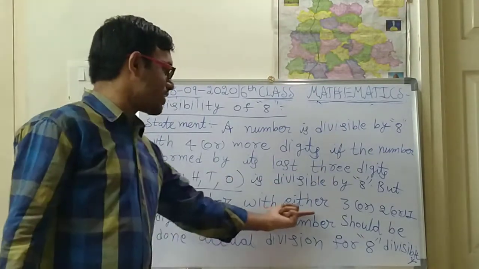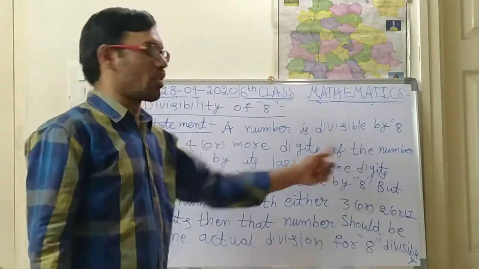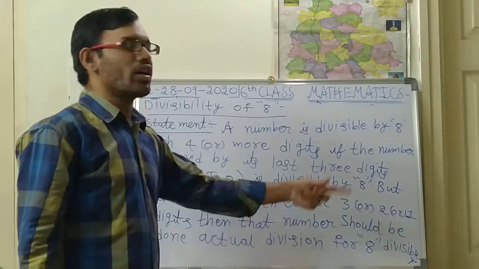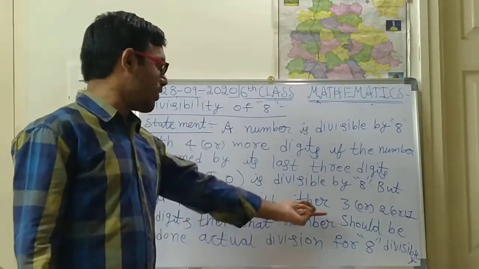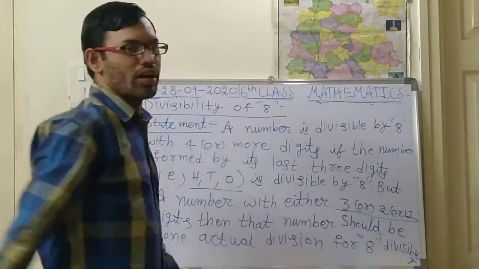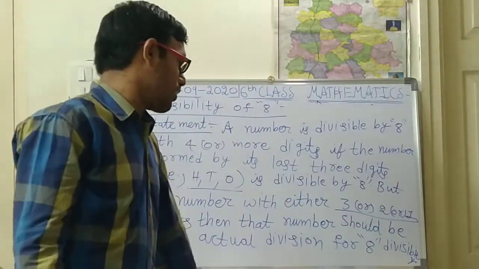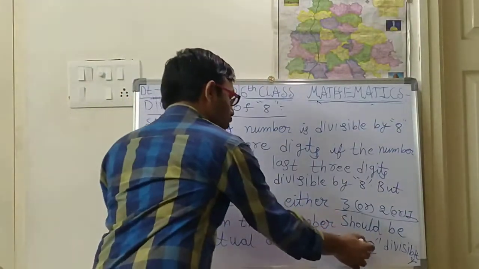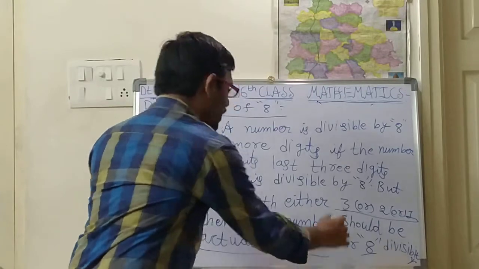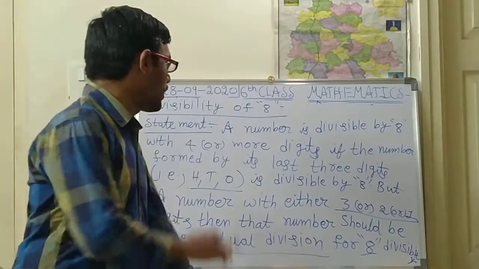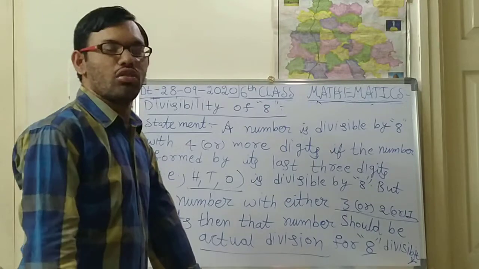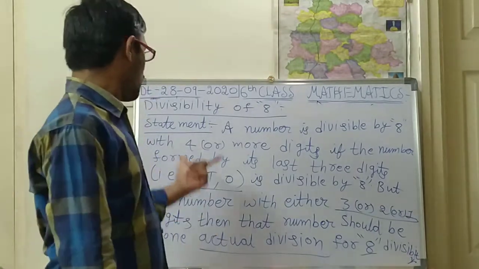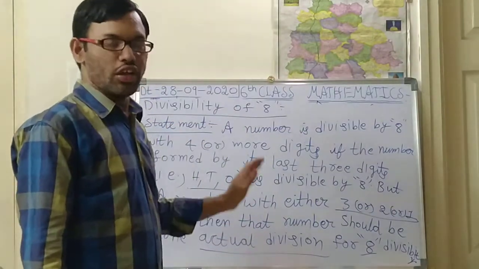But if a number is with 3 digits or 2 digits or 1 digit, then that number should be checked by actual division for 8 divisibility. For a number with 3 or 2 or 1 digit, whether it is divisible or not, you are supposed to check with the actual division method. Then only you will get the divisibility rule of 8. I think you have understood. If you want, you can write this statement in your notebook.